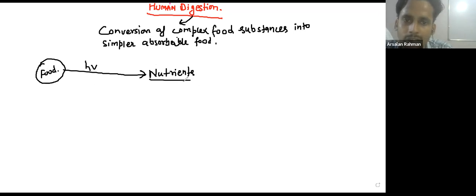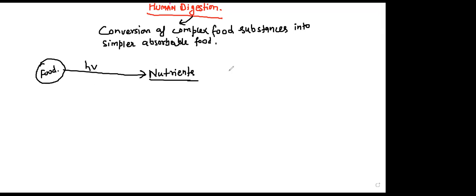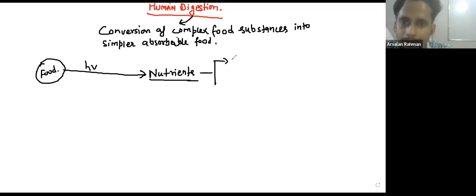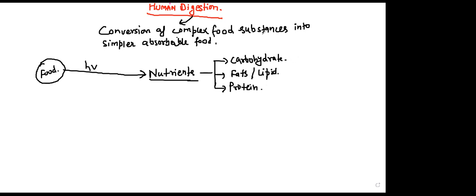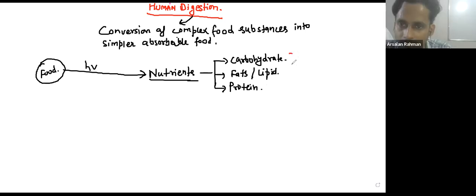I have told you in the first class. Carbohydrate, very good. Fats. Vitamin, no, it's not a major source of energy yielding food. Carbohydrate, fats. We can call fats lipids also. For your level, fats and lipids are the same. And the third one is protein. These are basically complex food substances.